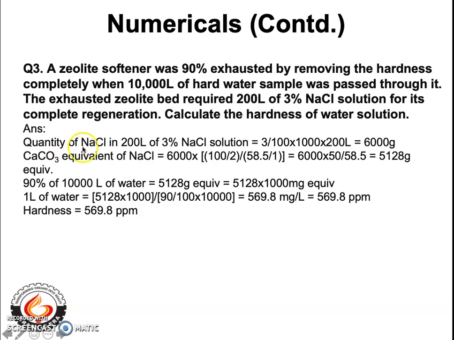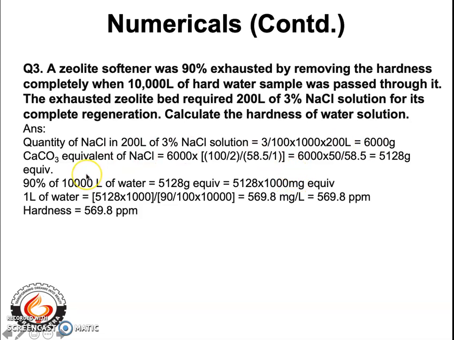Now again, we have to first quantify the sodium chloride that is present in 200 liters of the sodium chloride solution, and we find that the sodium chloride present in this solution is 3% of sodium chloride. So that means here the concentration is given in percentage. So it is 3 divided by 100 into 200 liters. So that means it is coming out to be 6,000 grams. So it is 6000 grams of sodium chloride that is present in this solution.